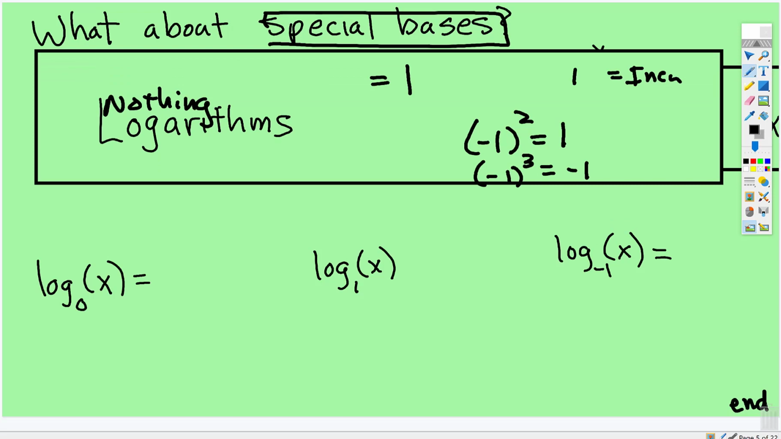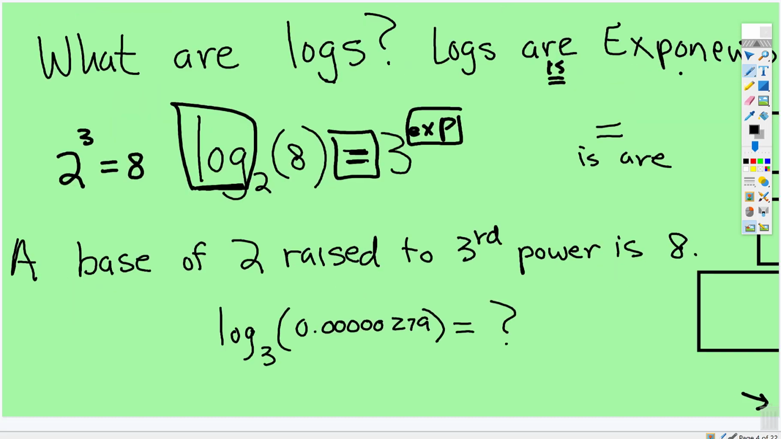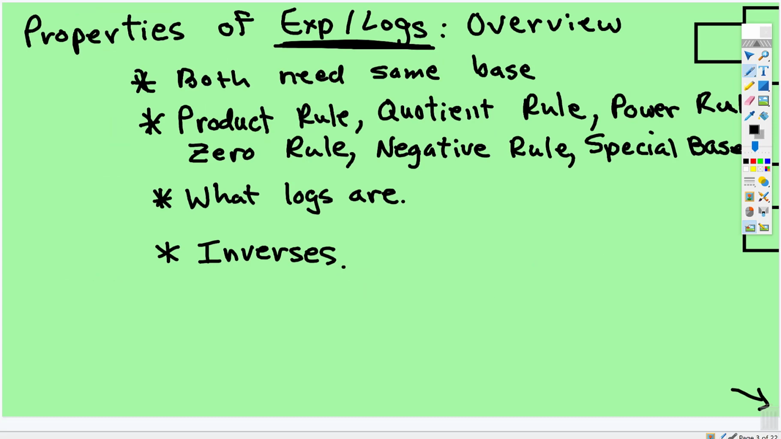Okay, and the same applies to logs. You're not going to have a base of 0, you're not going to have a base of 1, and you're not going to have a base of any negative number. Okay, that's it for the overview of properties of exponentials and logs. The next few videos, we will go over specifically these properties and do some examples. All right, that's it for the overview.